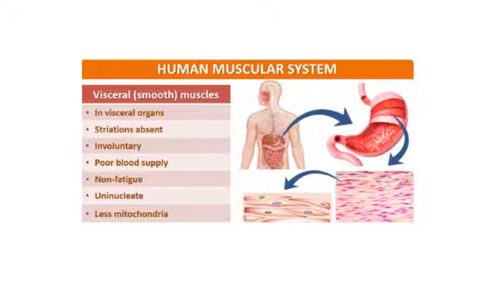They are supplied with less blood. So they have poor blood supply and they are non-fatigued. That is, they will not get tired. They will keep working. They are uninucleate and they have less mitochondria because they will require less energy.